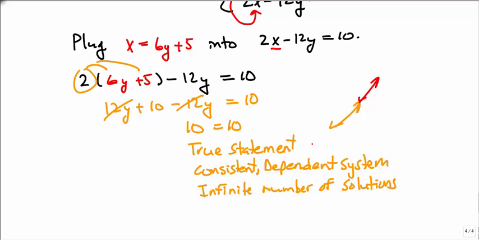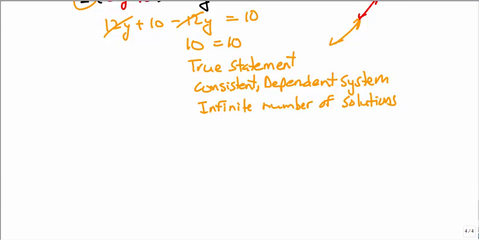So it doesn't matter if you're using substitution or elimination. If you get a true statement, you have a consistent dependent system. If you have a false statement, you have an inconsistent system, or no solutions. Now there'd be no challenge to solving systems of equations if we didn't throw in one with a fraction. So let's go ahead and throw in this system, and solve the system.